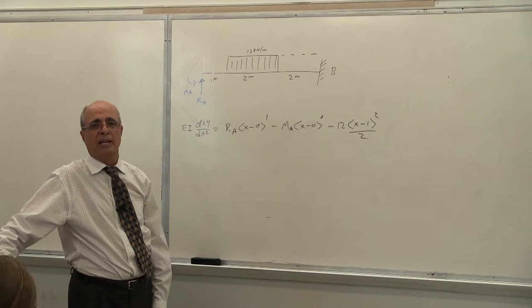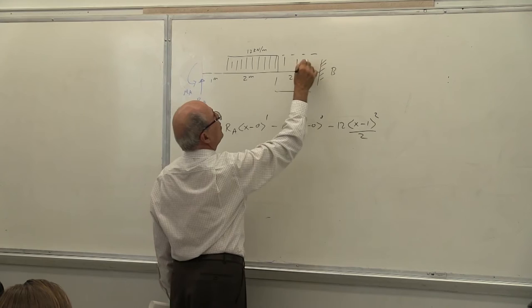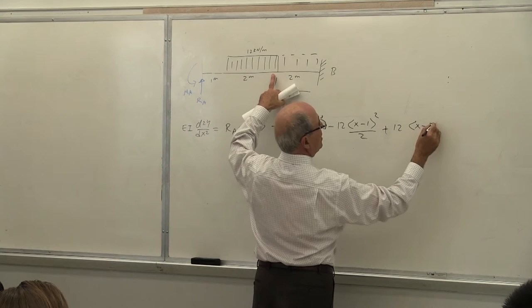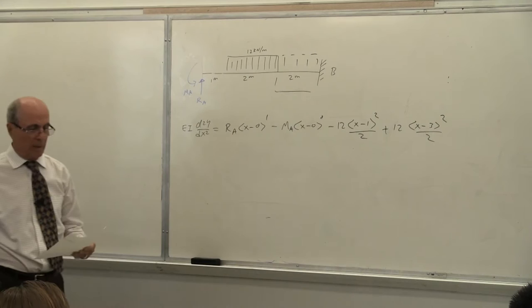Then this goes all the way to the end. This is because when I wrote here, it goes all the way to the end. Is that correct or not? Then I have to subtract this much of it, which is plus 12, x minus 3 to the power of 2 over 2. Is that correct or not? That is your moment equation for the entire beam, correct? Then the rest is automatic.